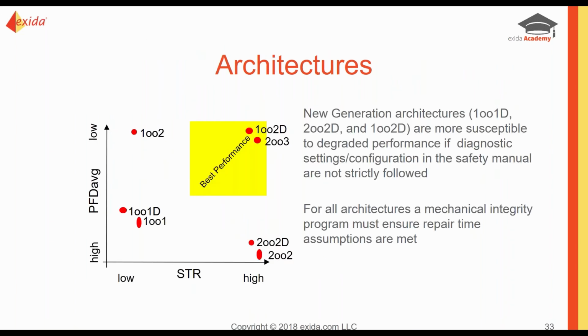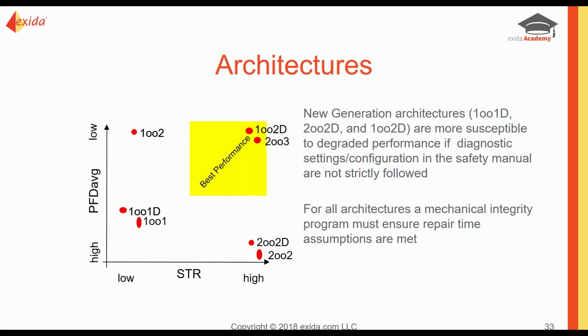So comparing the architectures, you have your PFD average compared to your spurious trip rate. Compared across 1 out of 2, 1 out of 1, 2 out of 2 with diagnostics, and 2 out of 3, you can kind of see there's a give and take with availability and safety. So depending on what's important in your SIF, you have to balance this. If you cannot have a spurious trip, maybe instead of having a 1 out of 2, you have a 2 out of 2 or a 2 out of 3.